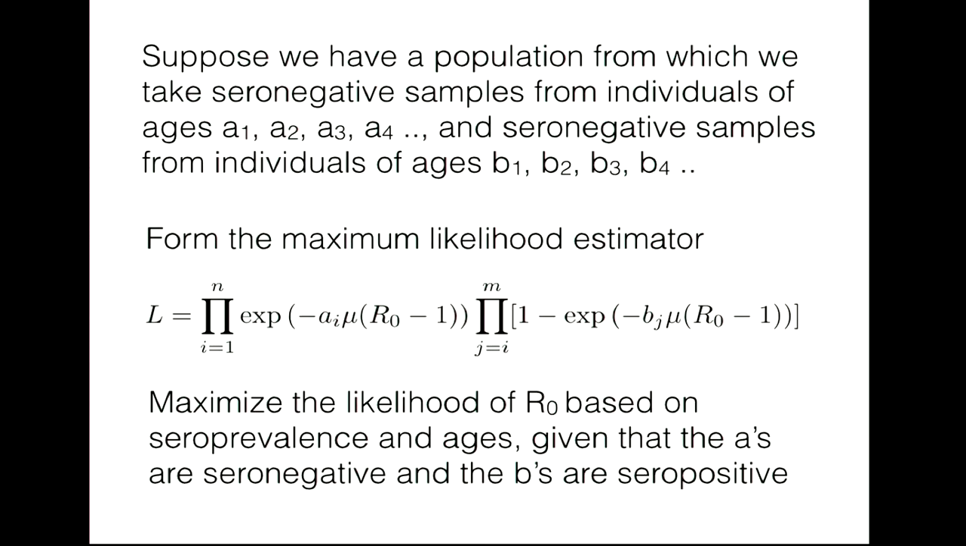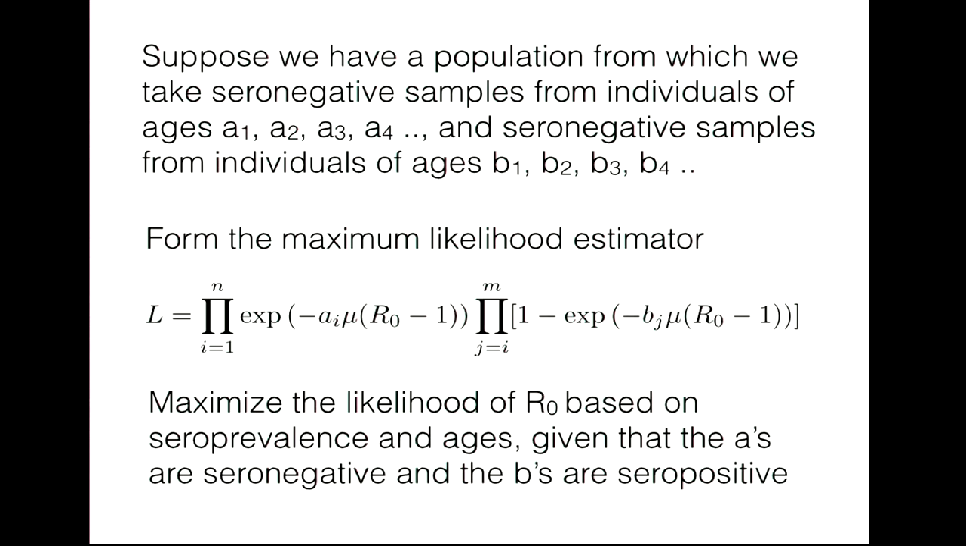So now one approaches this problem from a statistical point of view. Rather than work with a single curve which gave you the mean age of infection as a function of R0, to find out where you were on that particular curve, imagine that you sample from this population. So you pick up a certain bunch of seropositive samples, sorry, this first of all should have been seropositive samples, from individuals of ages A1, A2, A3, A4 and seronegative samples from individuals of ages B1, B2, B3, B4.